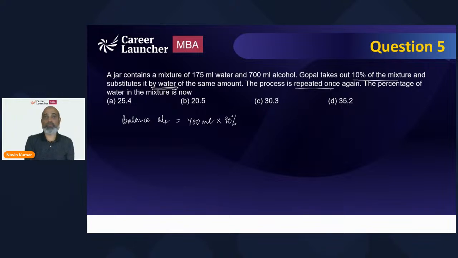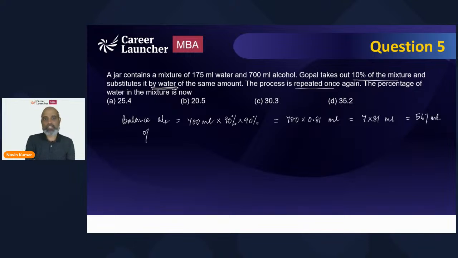This process is repeated once again, so that means another 90% will be there, right? If you solve this, it gives you 700 into 90% into 90%, which is 0.81. So this much ml will be left, or we can say 7 into 81 ml. And this is going to be 567 ml.